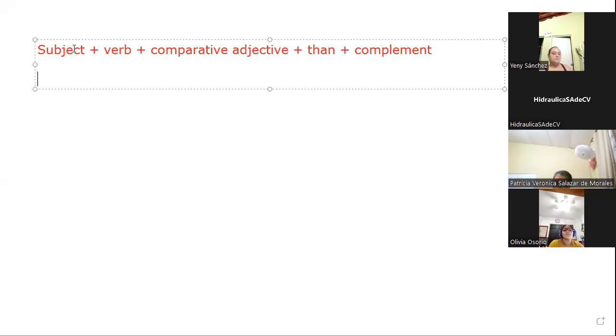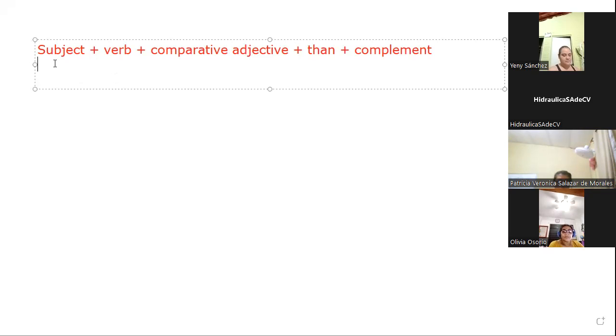Pídale, Diosito, que me memorice esta. Haga un ayuno si es posible para que memorice esto. Okay. Eso es la structure: subject plus verb plus comparative adjective plus the word than plus complement.